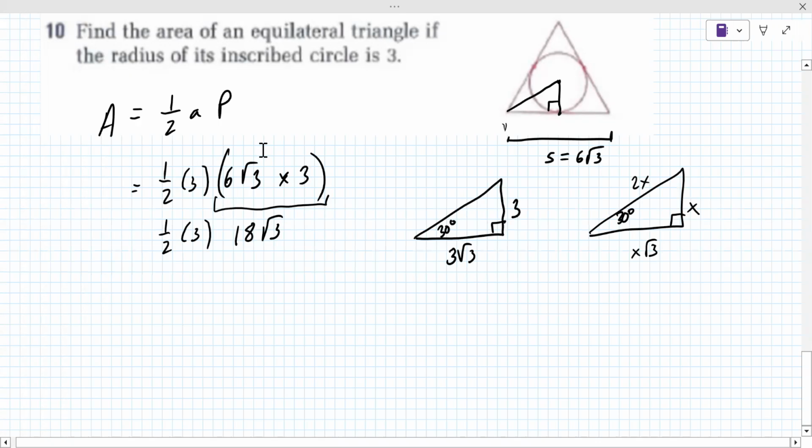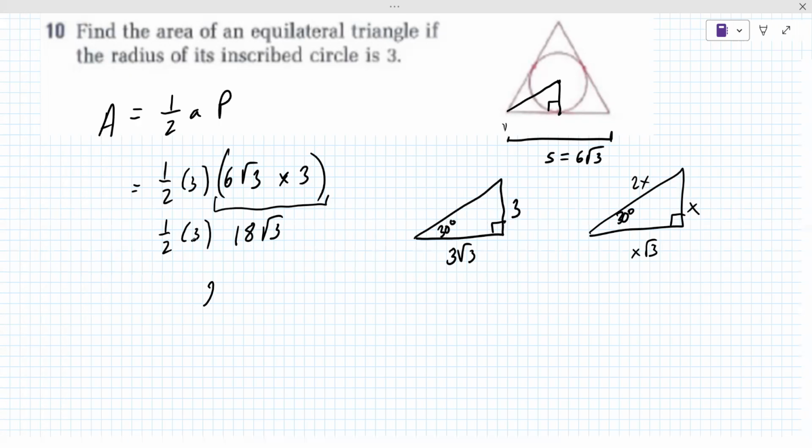Okay. All right, so then it would just be, well, I would take 1/2 of 18. That's 9 times the 3 is 27 square root of 3. So it'd be 27 root 3. Yes.